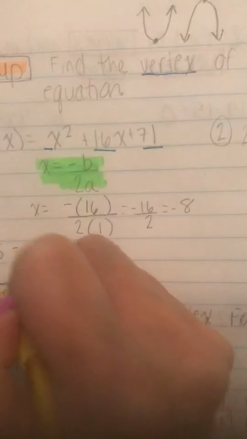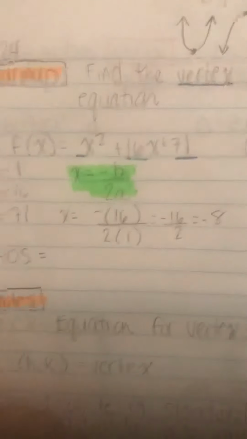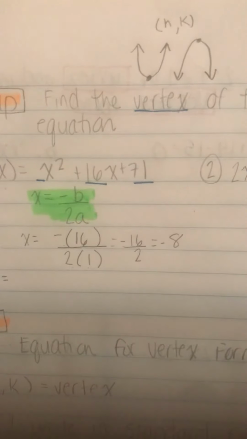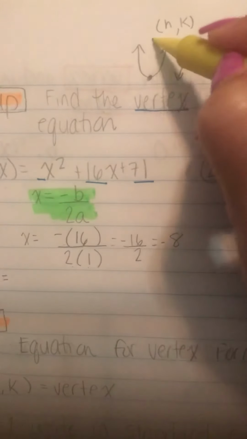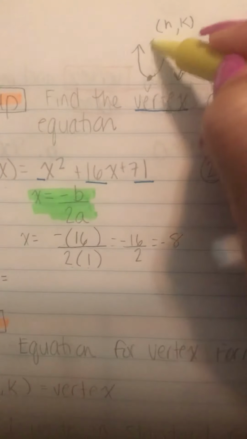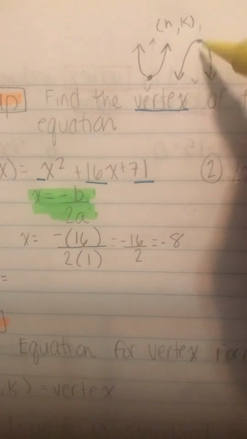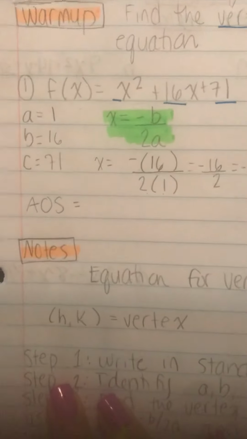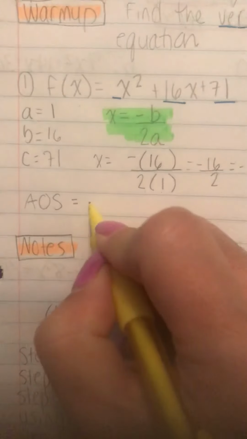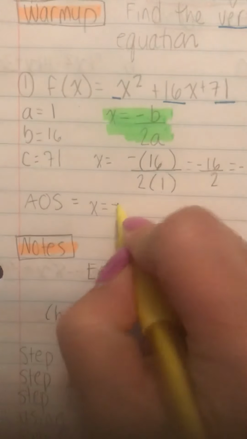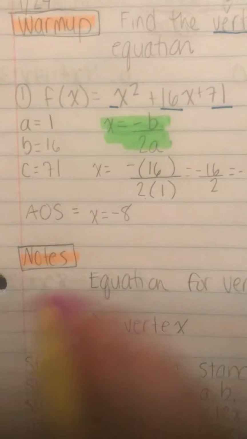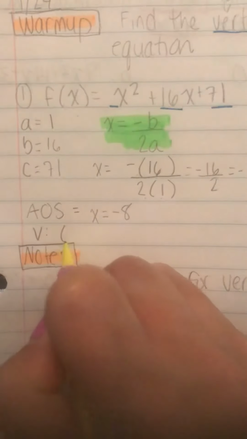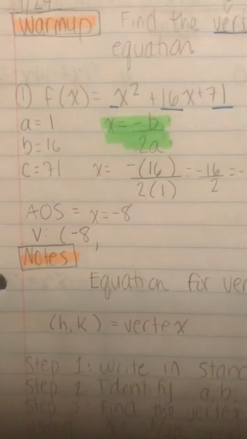So we also learned something else about vertex called the AOS. It's also known as the axis of symmetry. That means it's that vertical line. It's a dotted vertical line that goes down the middle of your graph. What that means is if you were to fold the graph, it would cut it in half. So AOS is the axis of symmetry. And why is that relevant to the vertex? Because it's the x value of the vertex. So my AOS here is negative 8. So I already found part of my vertex, which is negative 8.